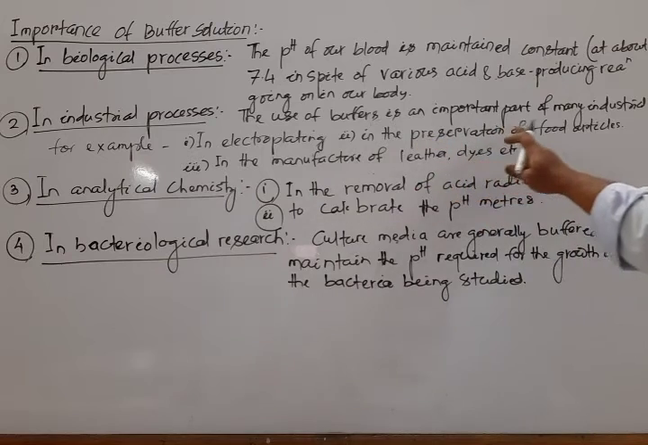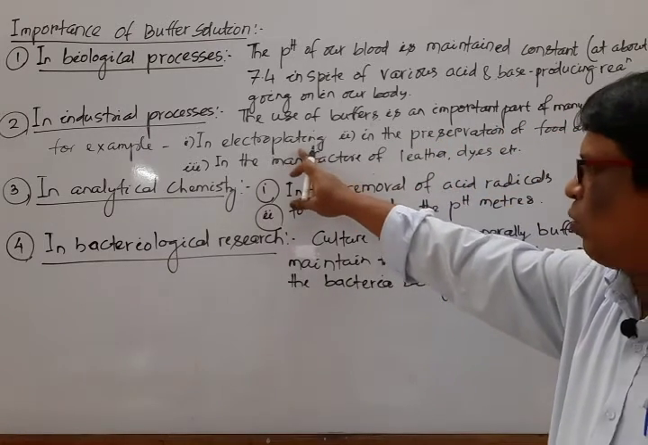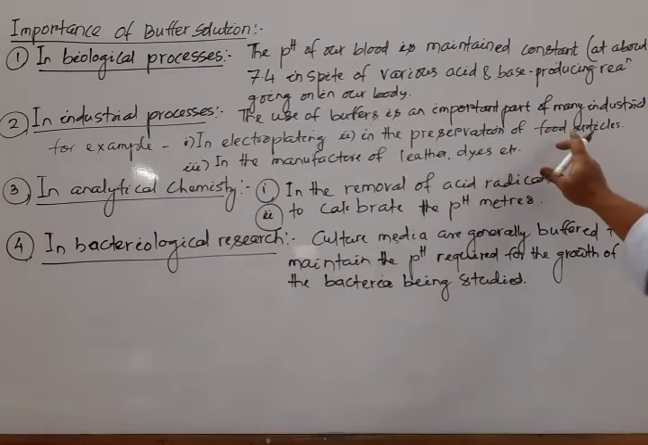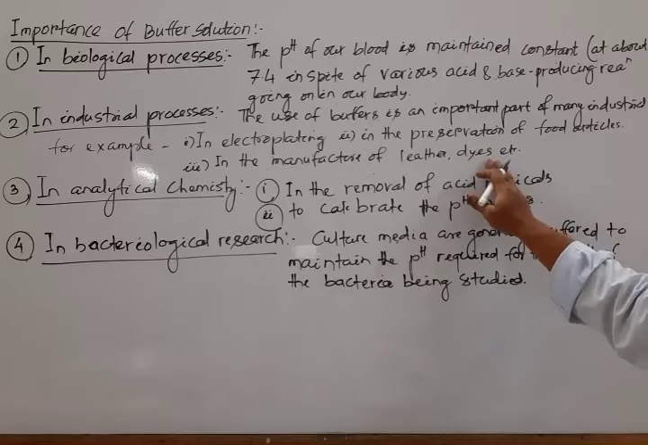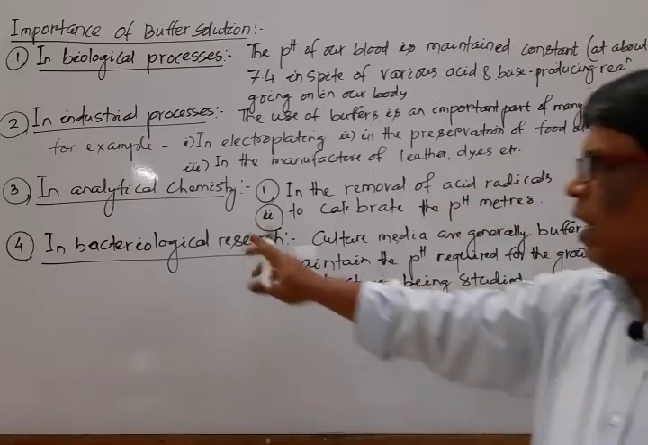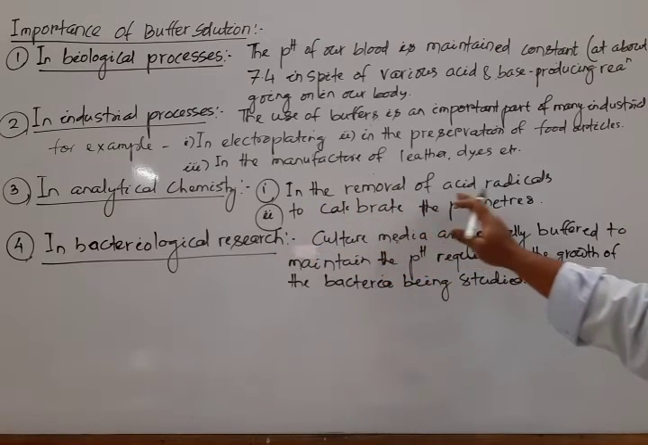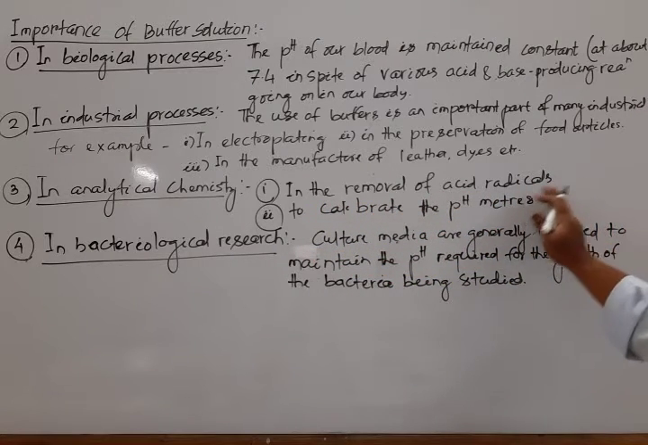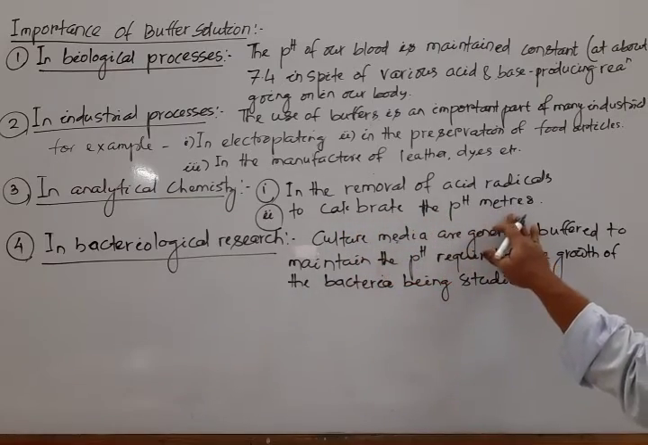The use of buffer is an important part in many industrial processes, that is in electroplating, in the preservation of food articles, and in the manufacture of leather, dye, drugs, etc. Next, in analytical chemistry, so many examples are there, that is in the removal of acid radicals, and another important one, to calibrate the pH meter.